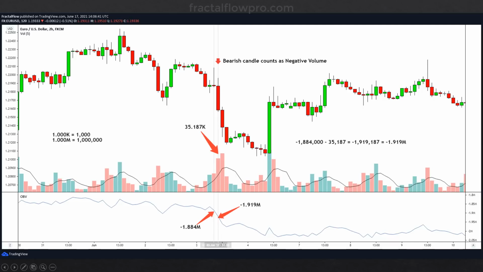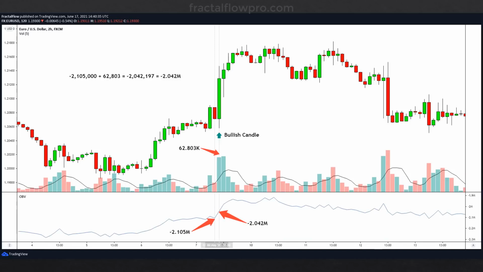the indicator value. In this chart, we have an example of a bullish candle adding to the OBV value. The volume corresponding to bullish candles counts as positive volume on the OBV. The large bullish candle has a volume of 62,803. If we add that to the previous OBV value of minus 2,105,000, we get the value of minus 2,042,000.